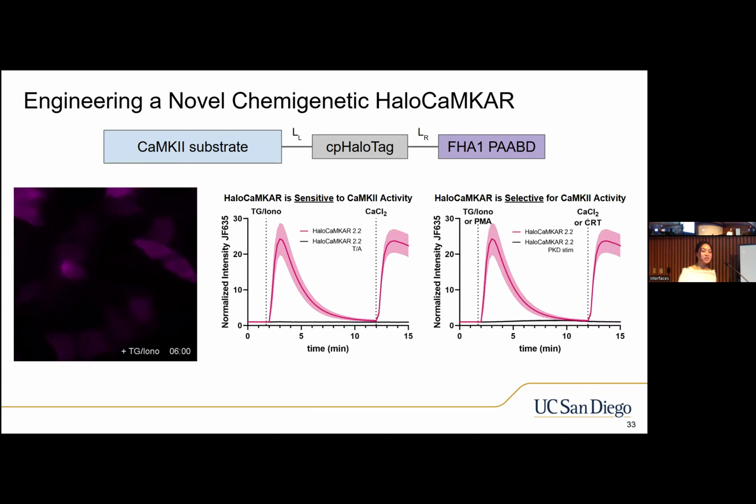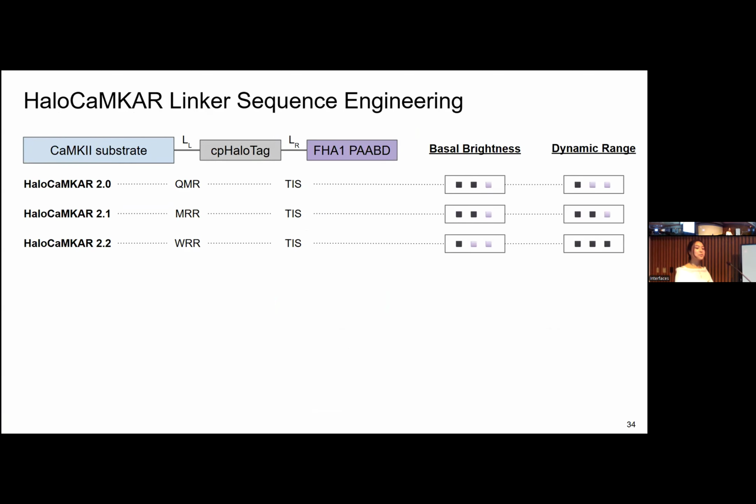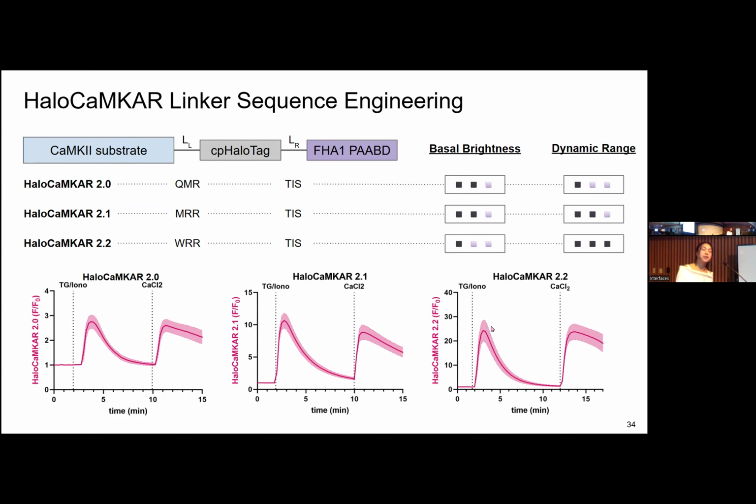We also confirmed that it did not respond to protein kinase D stimulation, so it showed that it was specific for CAMK2. And then when we made Halo CAMCARs with the linker sequences that I talked about previously, it appears that they follow similar trends for the dynamic ranges and relative basal brightnesses, with Halo CAMCAR 2.0 having approximately 3-fold dynamic range, 2.1 having approximately 10-fold, and 2.2 having the nearly 30-fold dynamic range.